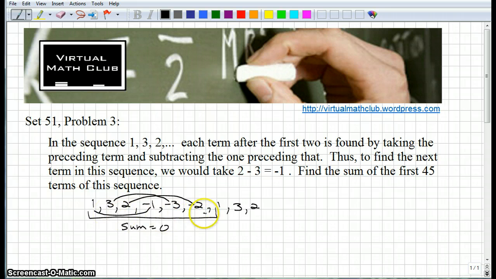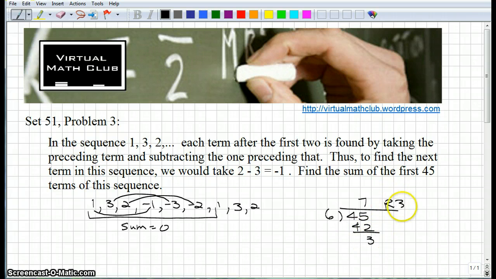So the first 6 terms sum to 0, and the first 12 terms will also sum to 0. So let's see how many times 6 will go into 45. That'll tell us, if we were to list out all of these numbers, how many times we would repeat this pattern of 6. If we divide 45 by 6, 6 times 7 is 42, so we have a remainder of 3.